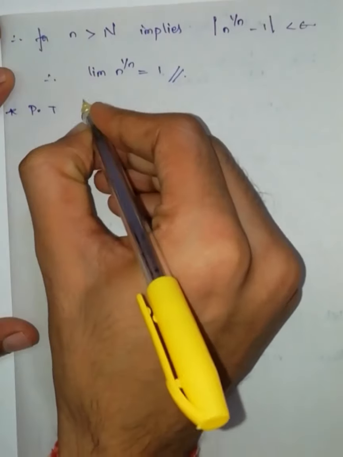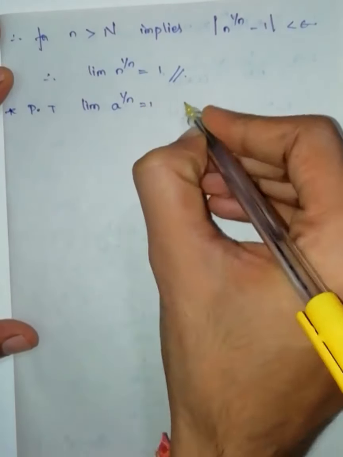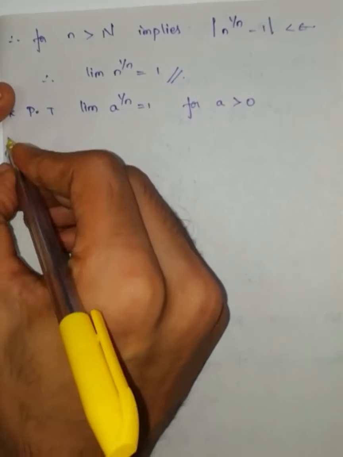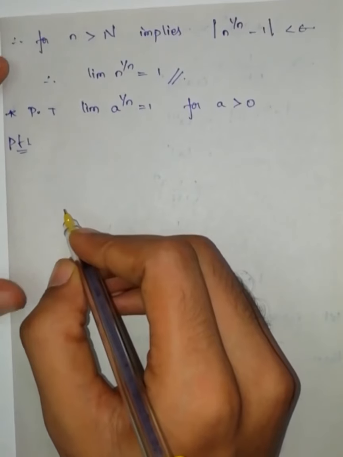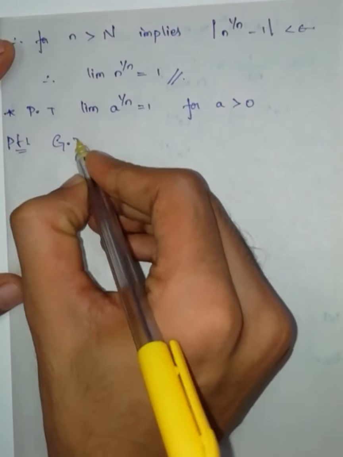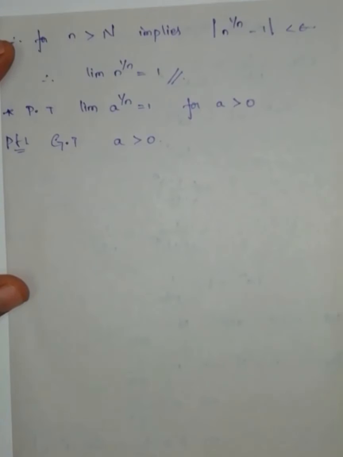Prove that limit a to the power of 1 by n is equal to 1 for a greater than 0. If I take a as any real number which is greater than 0, then its power 1 by n and its limit is equal to 1. Proof. Here, given that a is greater than 0.